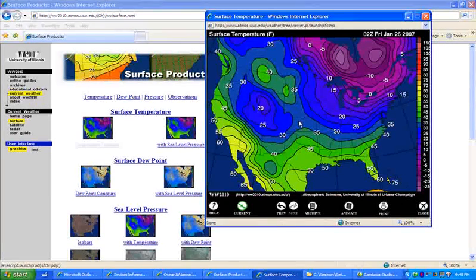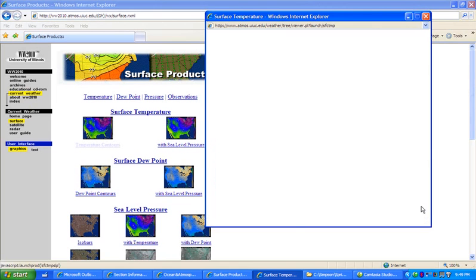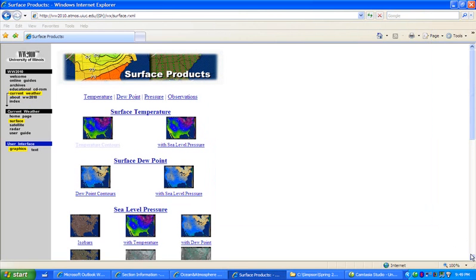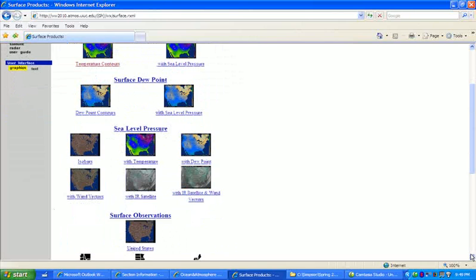Now, is this warmer air moving from Kansas into Iowa, or is this colder air moving from Wisconsin through Iowa down into Kansas? Well, let's check winds. So we'll go down here.